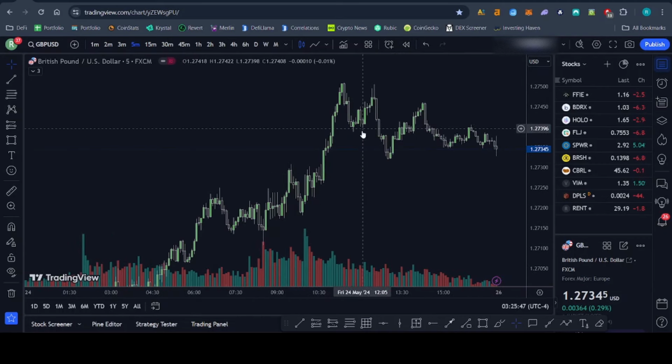but we then broke and closed below this low here, potentially shifting the market to bearish. Now, what does this mean? Does it mean the daily chart's about to go down? Maybe. This potentially is the start of the pullback.